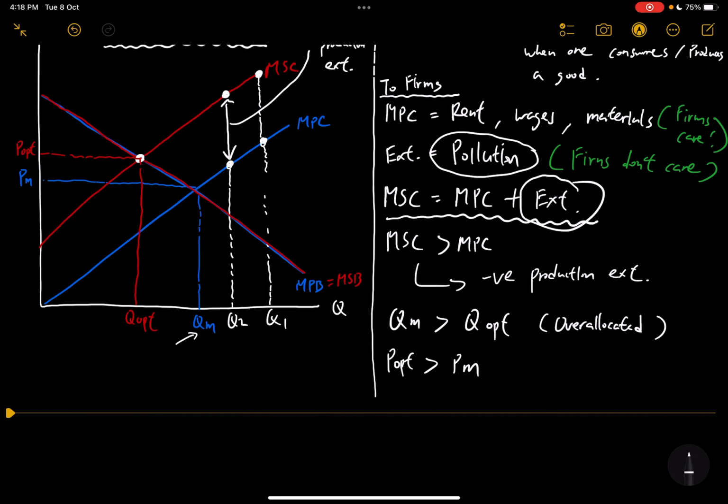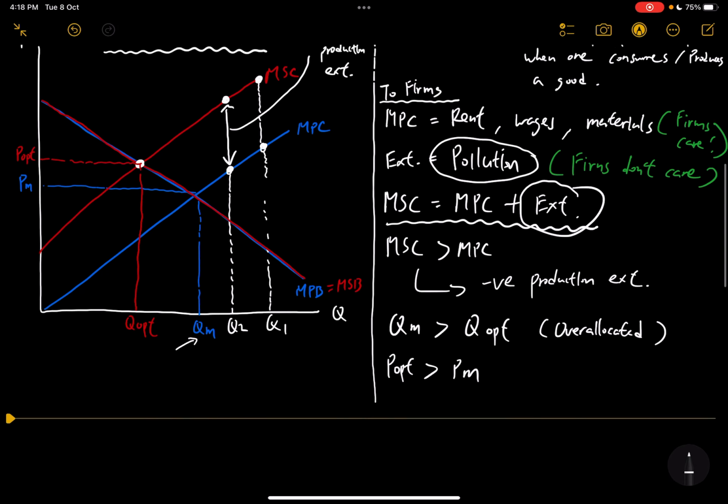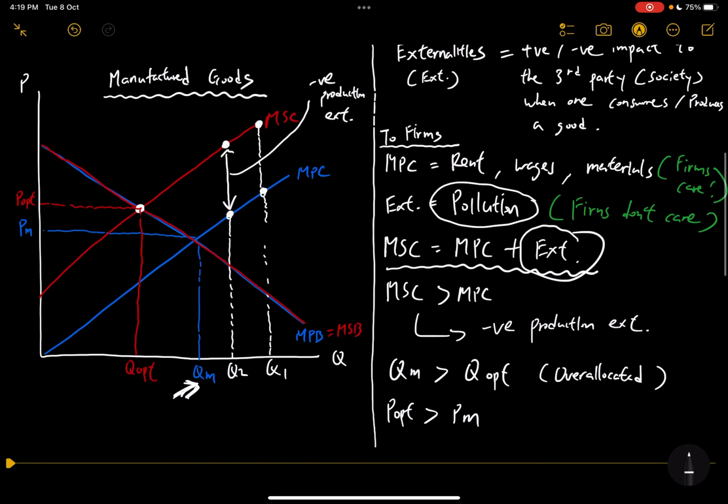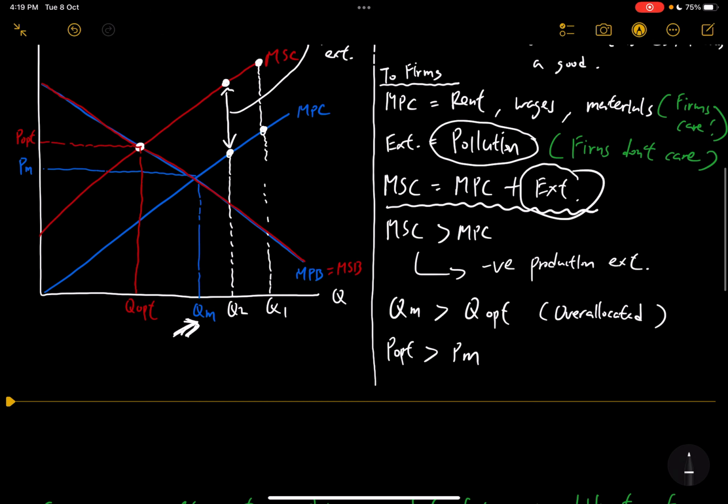Okay, so if we have to sum up, or if we have to quantify this market failure, how should we do it? Very simple. We would look at the quantity right now. The quantity right now is QM, which is right here. And at QM, what is going on in the society? Let's take a look at this.